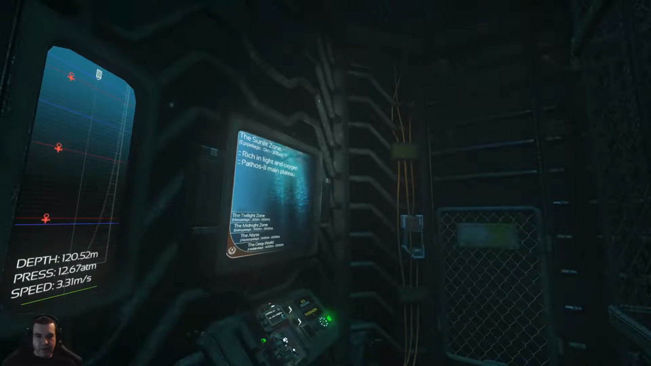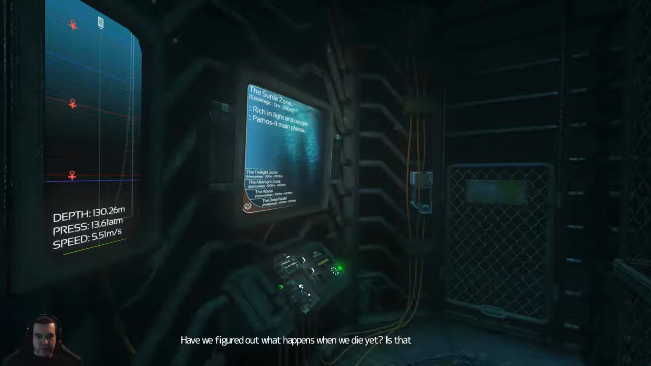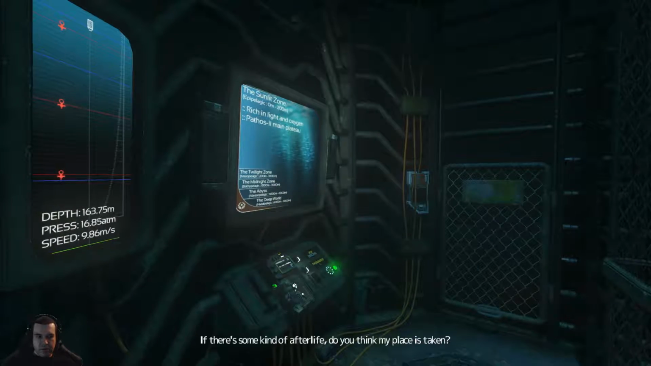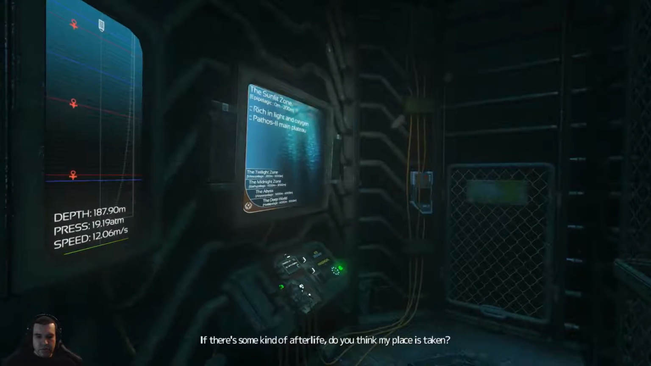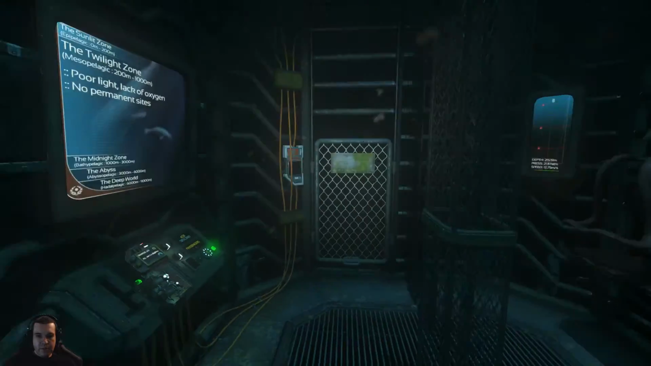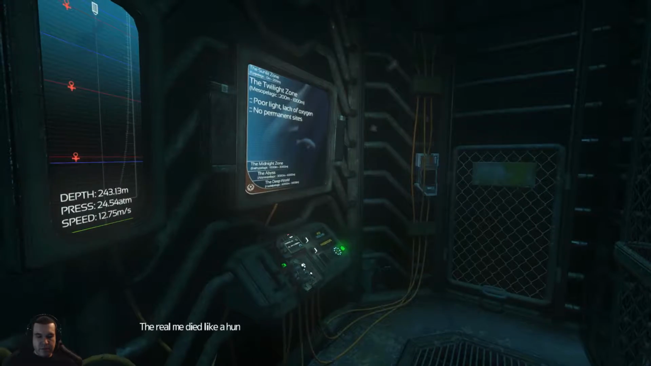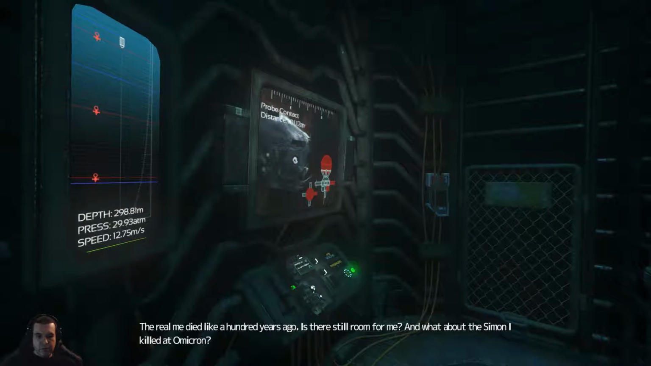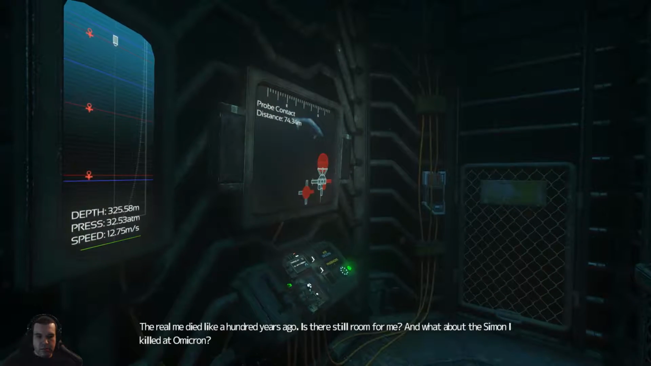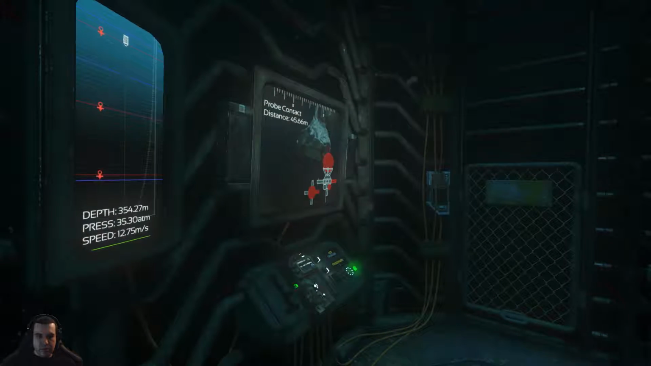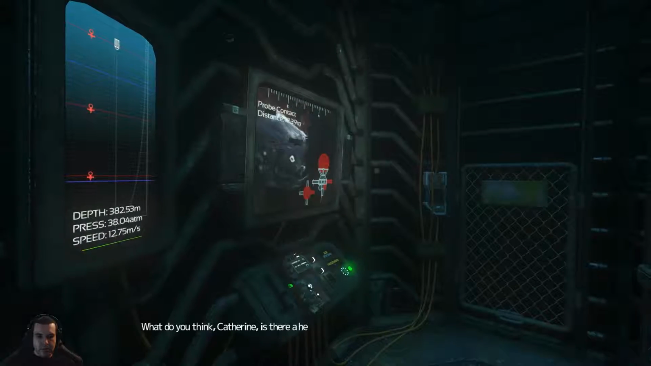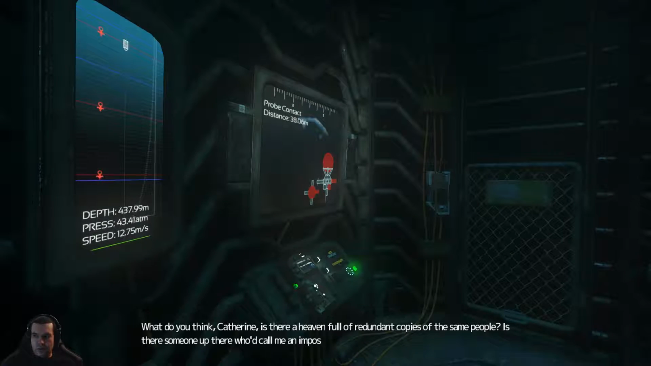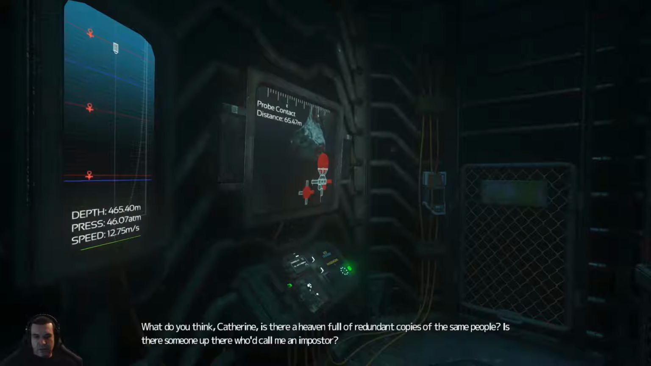Pathos 2 main platform. Have we figured out what happens when we die yet? Is that even possible? If there's some kind of afterlife, do you think my place is taken? The real me died like 100 years ago. Is there still room for me? Or what about the Simon I killed at Omicron? What do you think, Catherine? Is there a heaven full of redundant copies of the same people? Is there someone up there who called me an imposter?